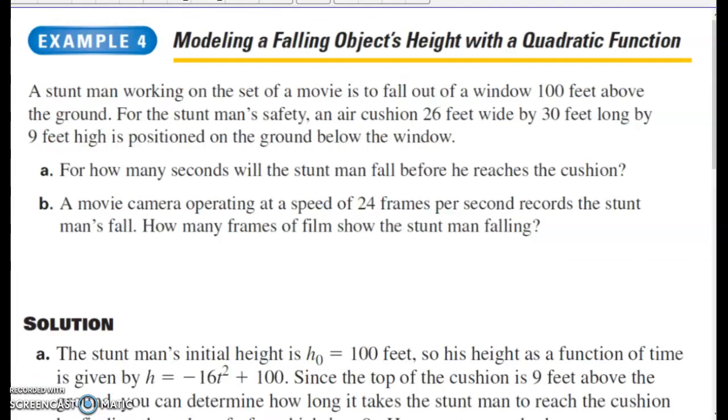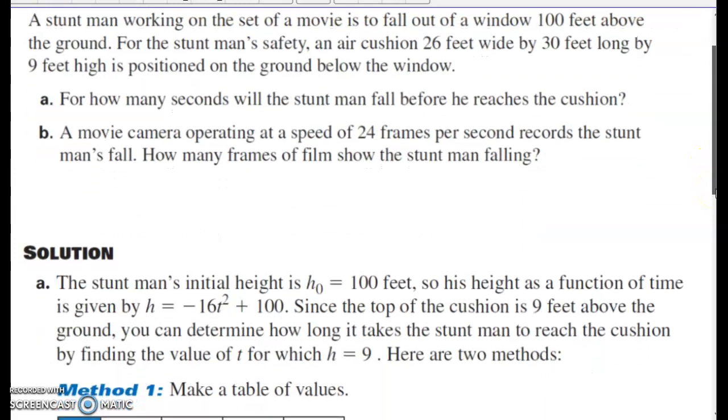Okay, so here's our example. Modeling the following object's height with a quadratic function. A stuntman working on a movie set is to fall out of a window 100 feet above the ground. For the stuntman's safety, an air cushion 36 feet wide by 30 feet long by 9 feet high is positioned on the ground below the window. For how many seconds will the stuntman fall before he reaches the cushion? And the second part of the question is, a movie camera operating at a speed of 24 frames per second records the stuntman's fall. How many frames of film did the camera shoot of the stuntman falling?